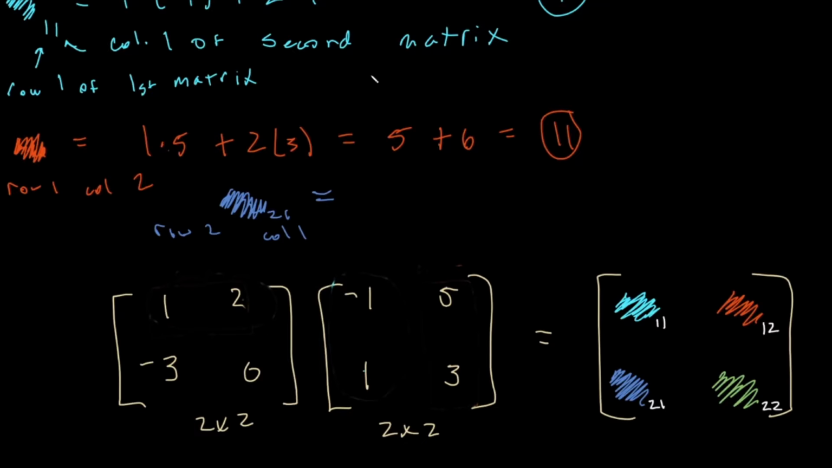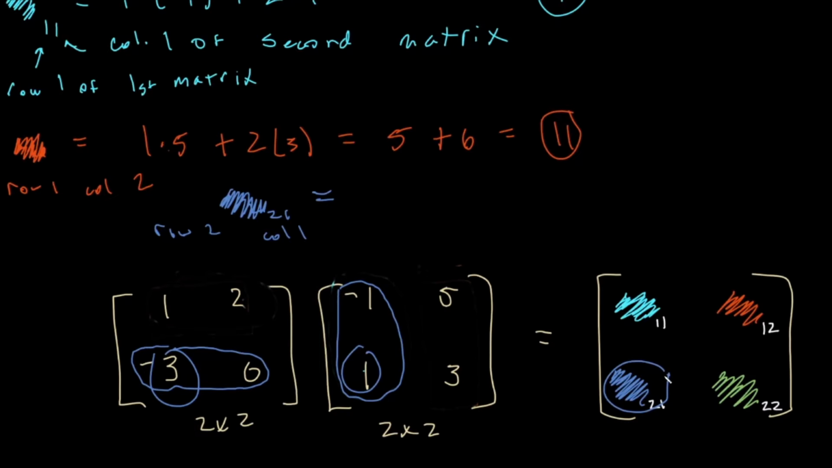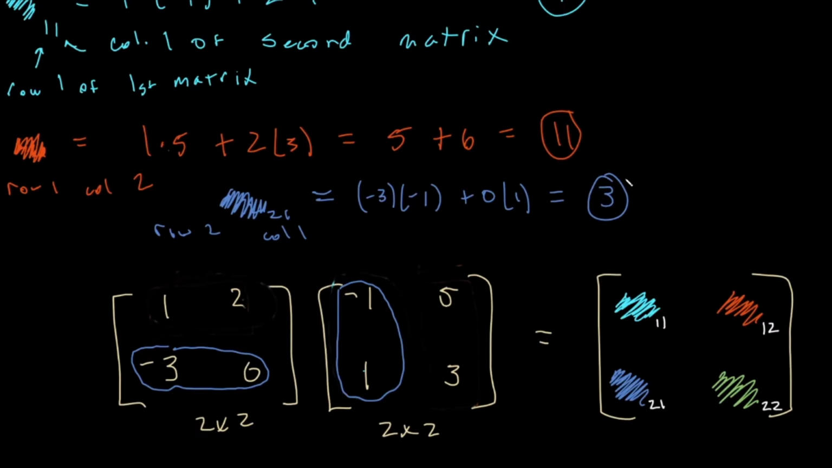Done. So if we're going to use row 2 and column 1, that means we need this guy and this guy. Row 2, column 1. Notice they share the bottom left element. So they will make the bottom left element. So I get -3 times -1. Start at the beginning of the row and the beginning of the column. Then we're going to move 1 down and 1 down. So I get plus 0 times 1. And 0 times 1 is obviously 0, so I get positive 3.